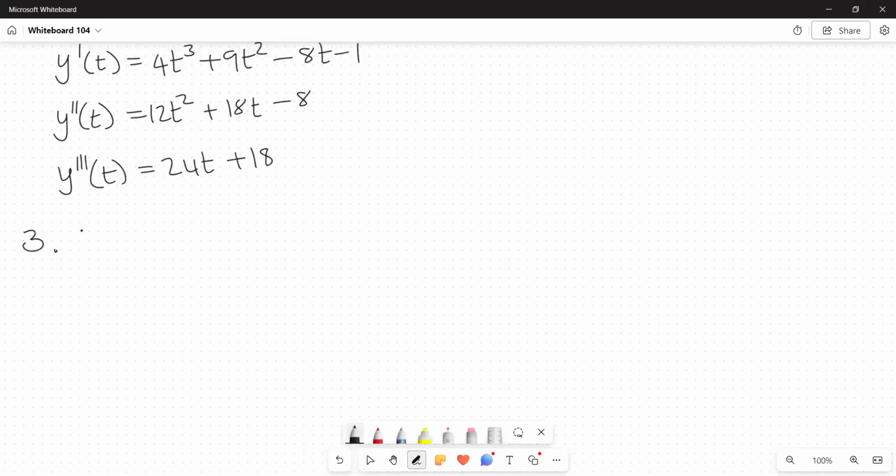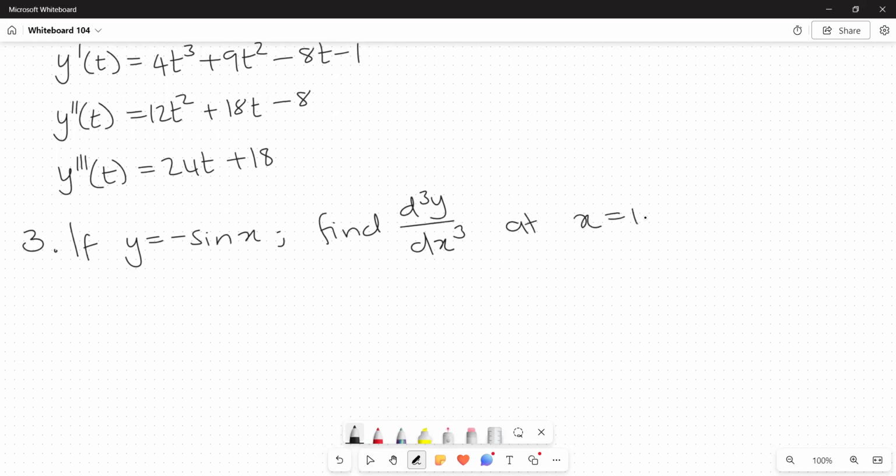So 3 says if y is equal to minus sine x, find the third derivative at the point where x is equal to pi. Okay, so our first derivative, the derivative of minus sine is minus cos x. Second derivative is sine x. And our third derivative is cos x.